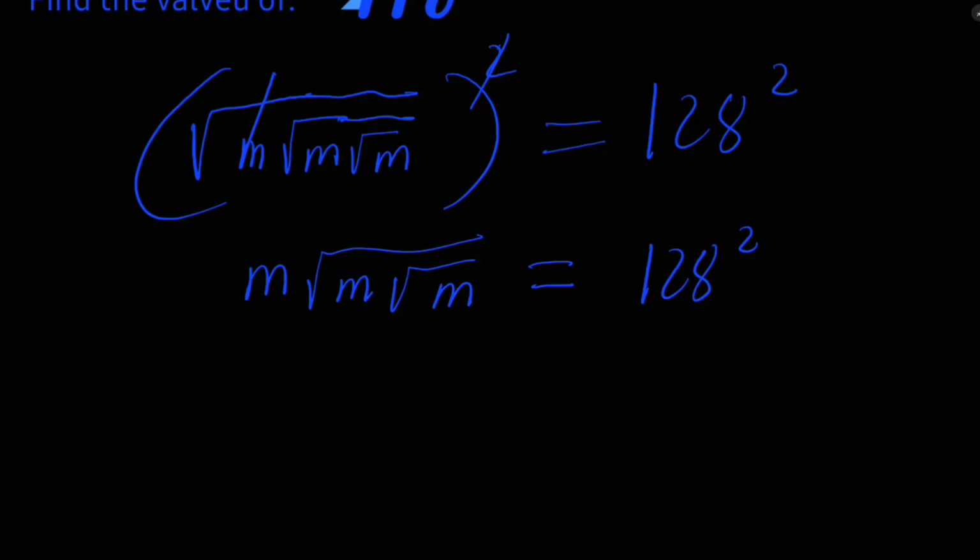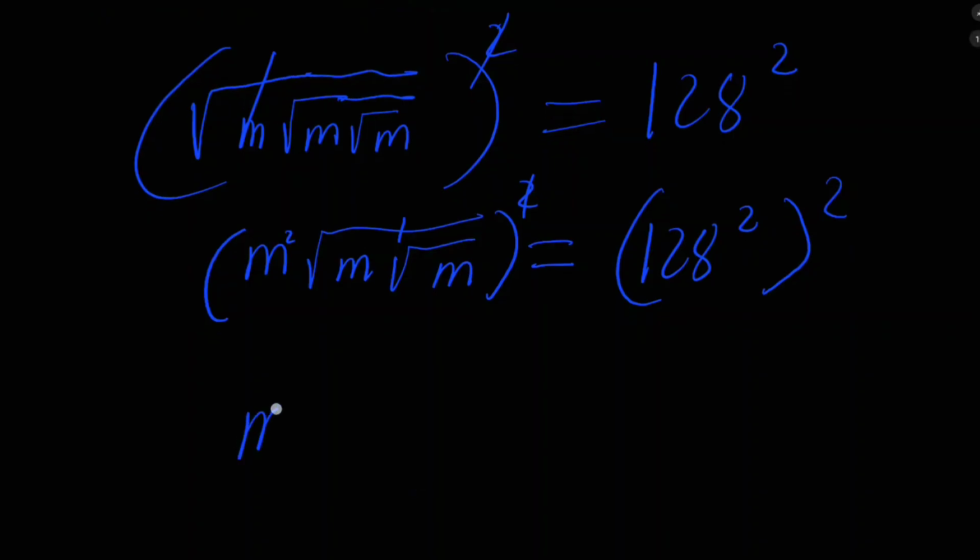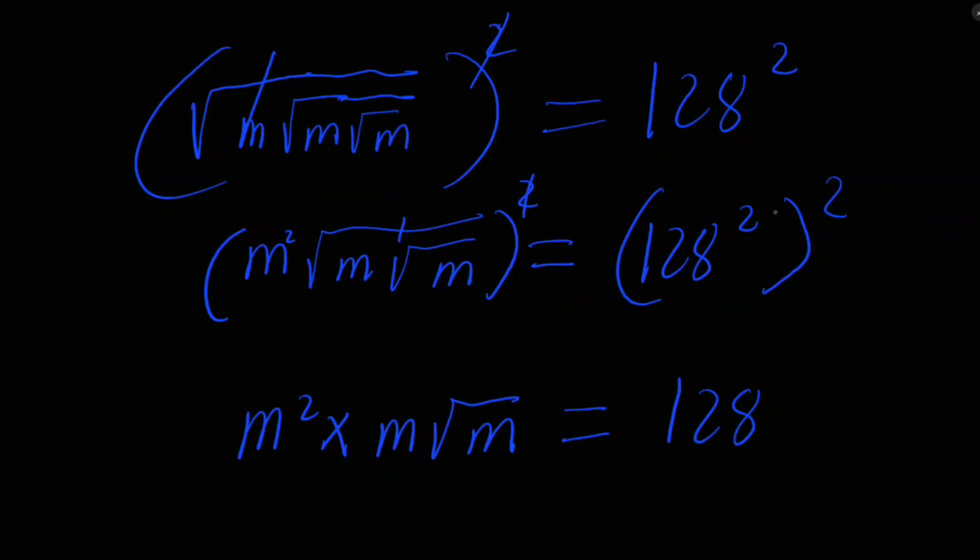Here we also square again on both sides. The square now cancels with this square, which will give us m squared times root m is equal to 128. This times this is 4.